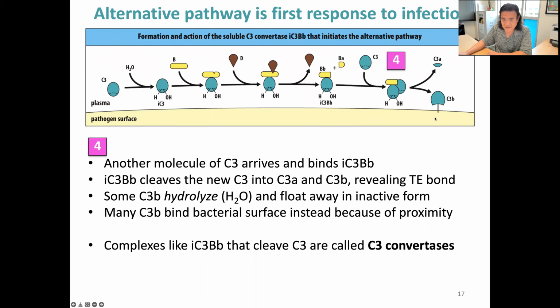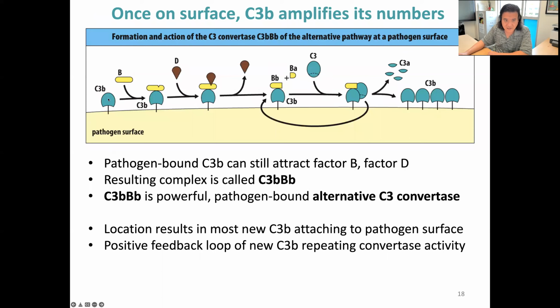Right? So that was step 4. Because this complex in step 4 converts C3 into C3b, we call it a C3 convertase complex. Okay. So the next slide continues from this point on. But we'll start with this C3b that's already on the surface, and we're going to move it all the way to the left, right? And here it is.